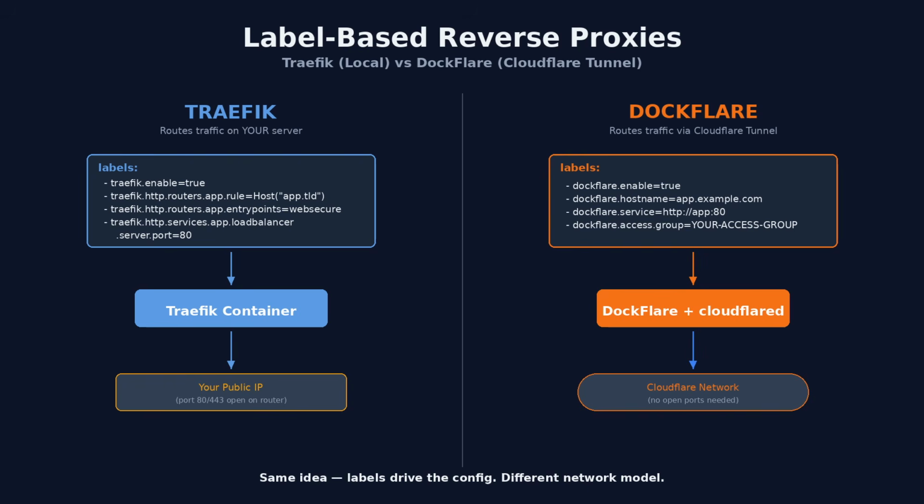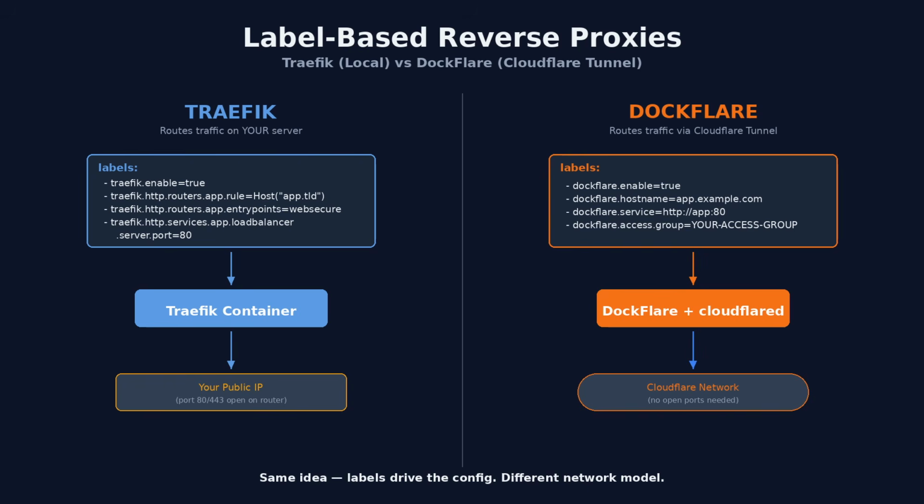On the left here, you see a Traefik label set: enable, host rule, entry point, and service port. On the right is the DockFlare equivalent: enable, hostname, service URL, and an optional access group. It's a different network model. Traefik routes locally and you need ports 80 and 443 open on your router. But DockFlare wires everything through a Cloudflare tunnel and your router stays closed. That's the original DockFlare intent. You run a container, put some labels on it, and then you've got a public hostname behind Cloudflare Access with no signing into the Cloudflare dashboard or clicking around to set that up.